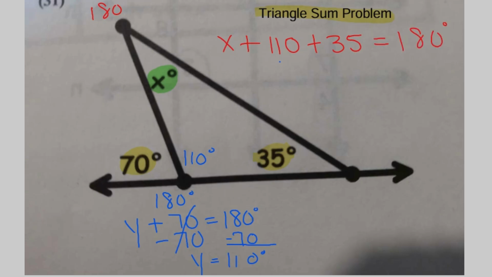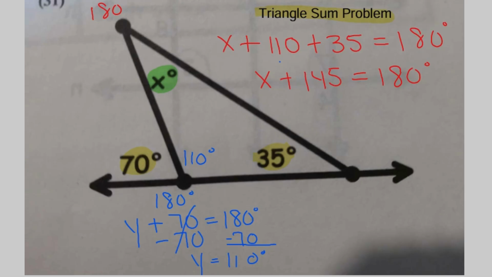We will add the 110 plus 35 first, like numbers, okay? They do not have a letter next to them, so we can combine those terms. 110 plus 35 equals 145. And we bring down the x, and those equal 180 degrees. Now we have to solve for x.